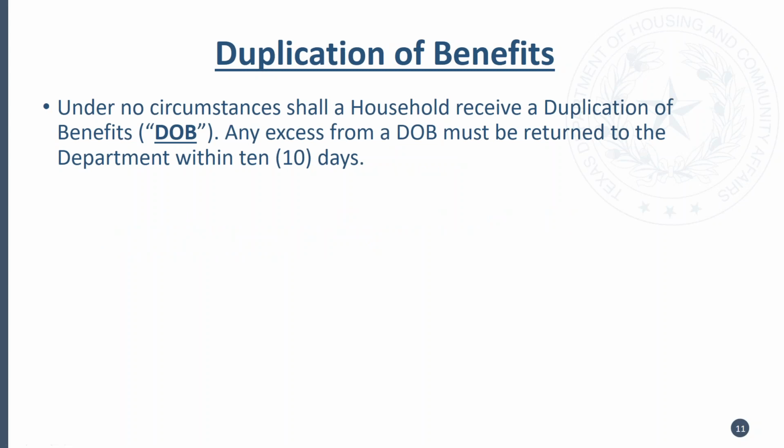So there can be no duplication of benefits. This is a Treasury rule. Under no circumstances can a household receive duplication of benefits. Any excess from a duplication of benefit must be returned to the department within 10 days.